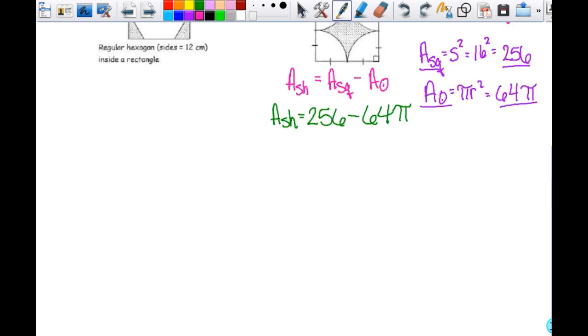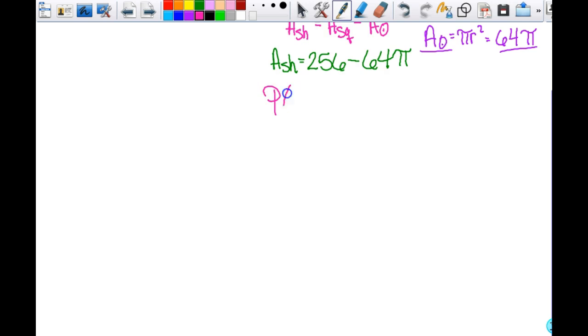So now I can put all that together. So my probability of landing in the shaded region is the area of the shaded region, which is 256 minus 64 pi, over the area of the square, which is 256. Now I have to be able to reduce that. Can I just cancel the 256 out? No, absolutely not. Well, if I did, I'd get negative 64 pi. I don't think you could have a negative probability, and it can't be that big, so none of that makes any sense. But that's a big fat no.